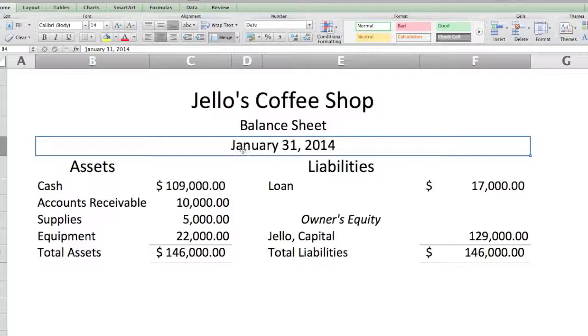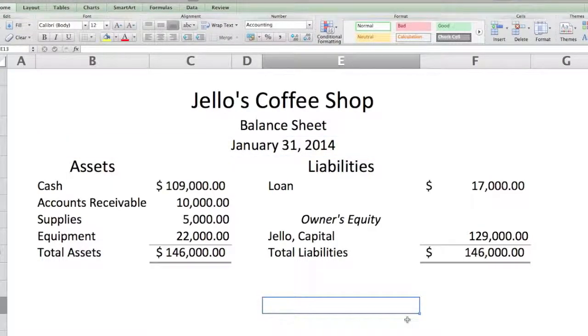Once again, I reiterate, this is the actual date of the balance sheet, not January 29th through the 31st, not January 1st through the 31st, but just on January 31st, 2014. To prepare the balance sheet, you need to do the following thing.